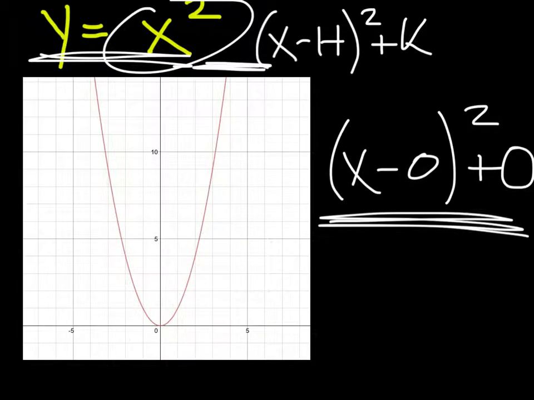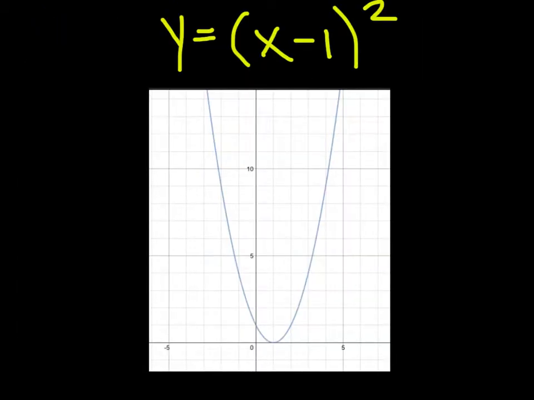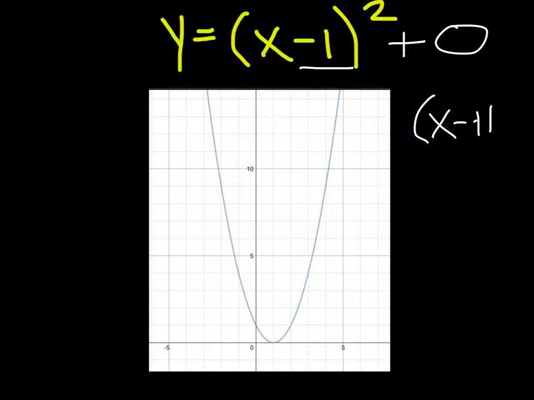And this is why the vertex is 0, 0, because look at where 0, 0 is at in this equation. In this one, we still have nothing written out to the right. It's still a 0, but now we have x minus 1 in there. Remember, the general form is x minus h, square the quantity, and then plus k.